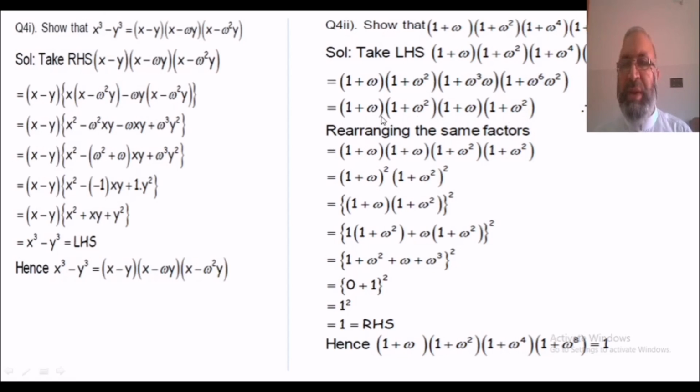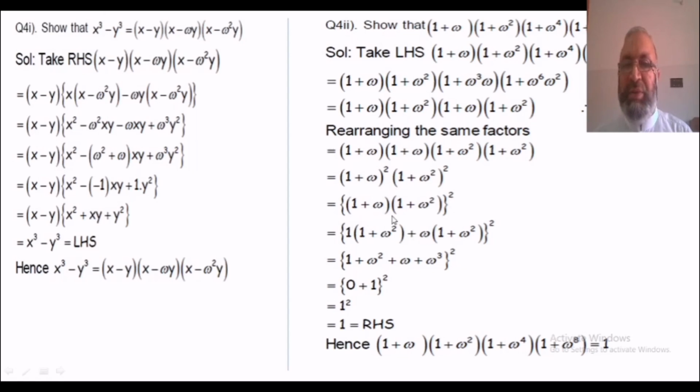So 1 plus omega and 1 plus omega repeat 2 times. Similarly 1 plus omega square repeats, so we get 2 times 1 plus omega into 1 plus omega. Similarly the product of 1 plus omega square and 1 plus omega square. Thus we can write 1 plus omega square and 1 plus omega square, whole square. Again the product of two factors with the same power 2, we can write by combining the two terms, that is 1 plus omega into 1 plus omega square, whole power 2.